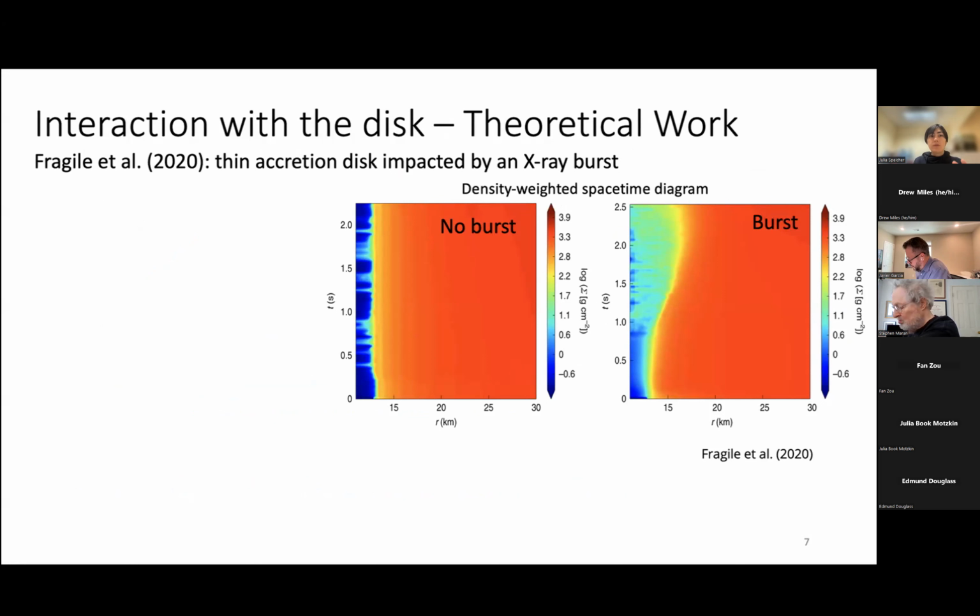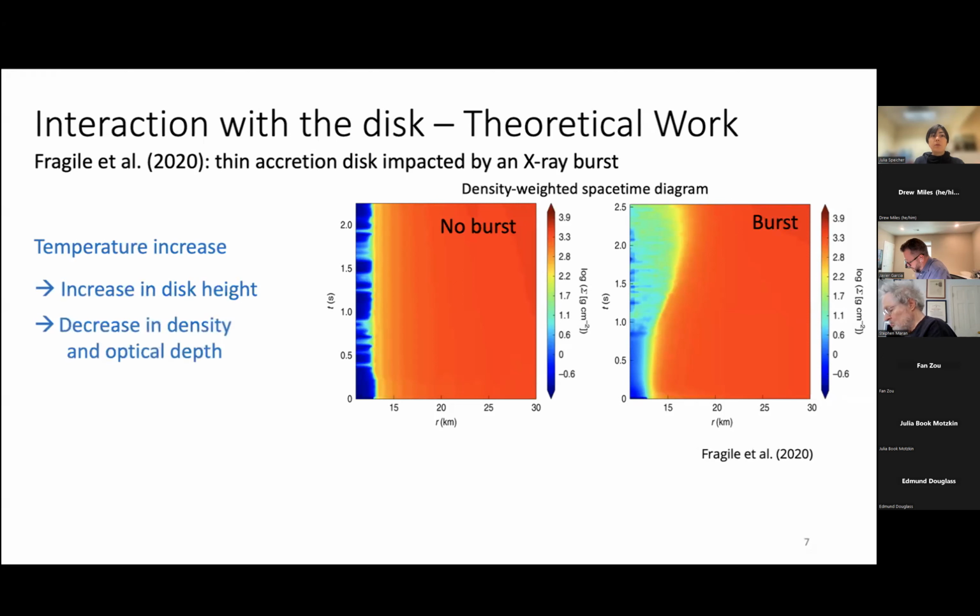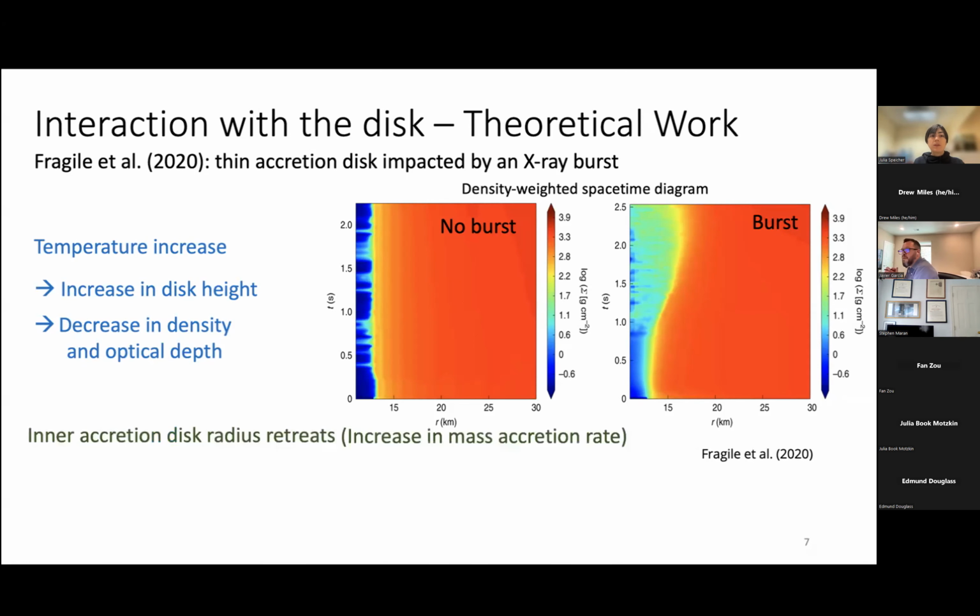Fragile et al. found that in their simulations, the burst irradiation caused the accretion disk temperature to increase, and this heating caused the accretion disk to inflate, which decreased its density and optical depth. Another consequence of this disk-burst interaction that you can see by looking at these spacetime diagrams is that during the burst, the inner disk radius retreats due to the increase in the mass accretion rate, which removes inner disk material faster than the accretion disk can replenish it. But I will talk more about the mass accretion rate at the end of the talk.